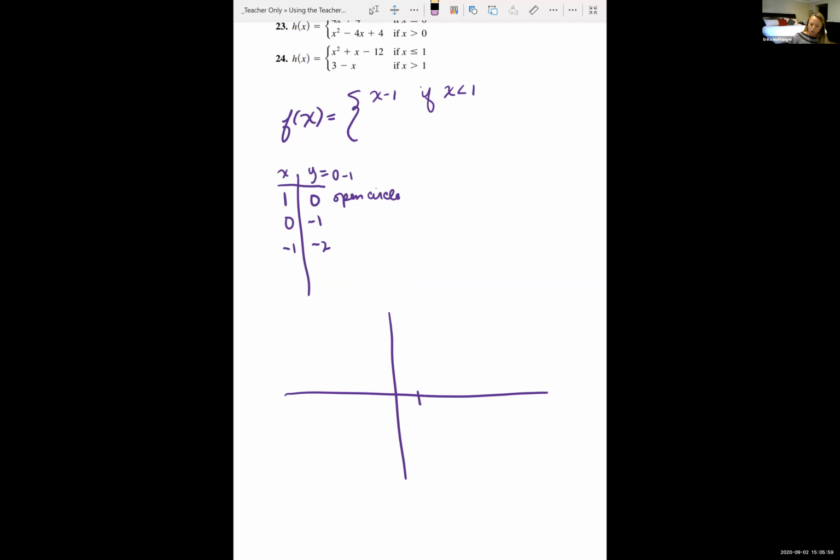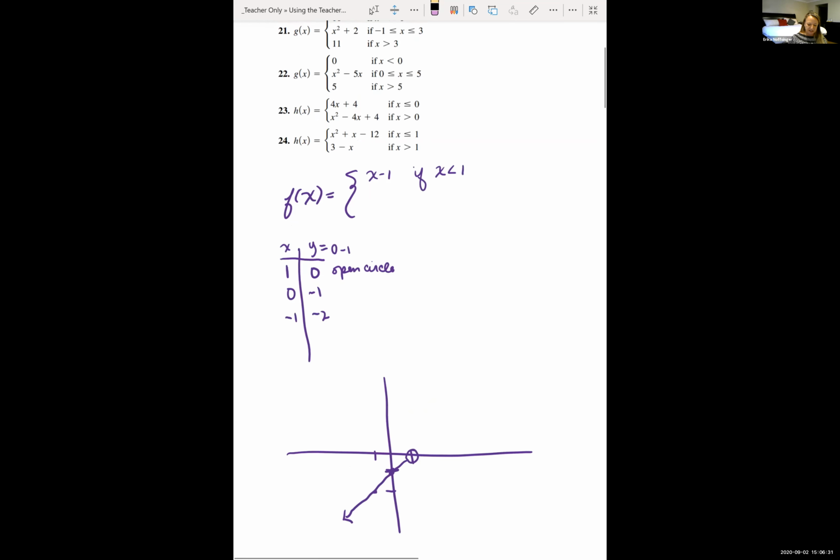Okay, so at 1, I had a value of y is 0, but that was an open circle. At 0, I had a y value of negative 1, and at negative 1, I had negative 2. So this is just a line, and it's going to continue as x goes to negative infinity. It's going to continue downwards. So again, make sure that you don't extend this graph to the right of 1 because it's not defined there.